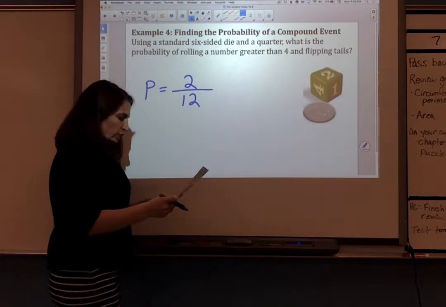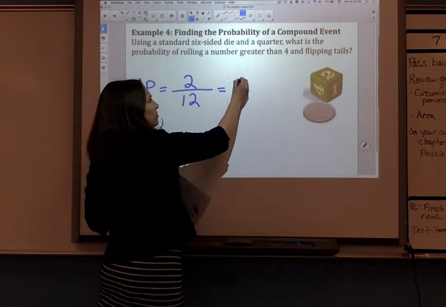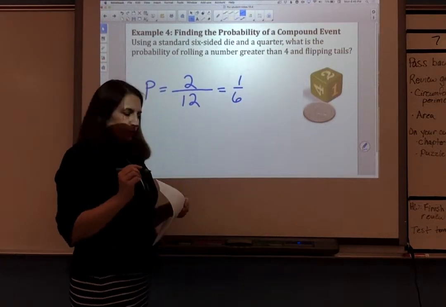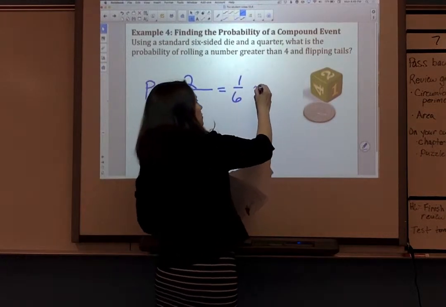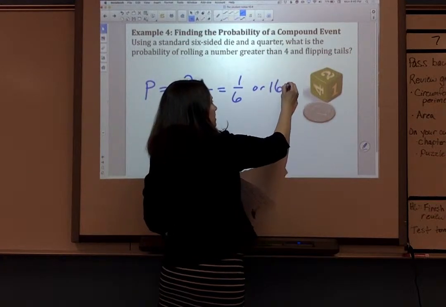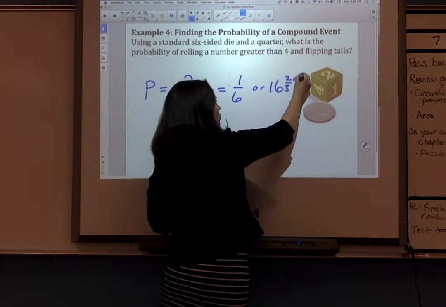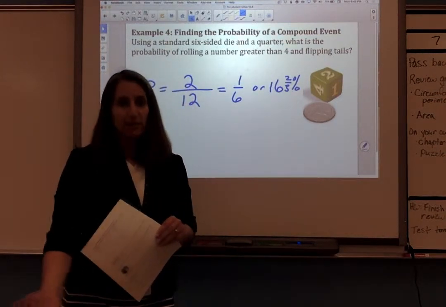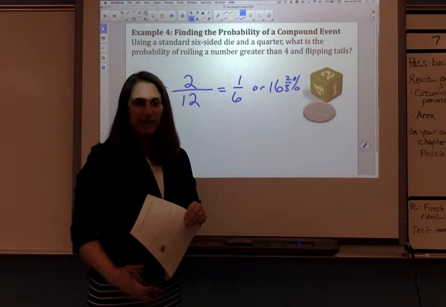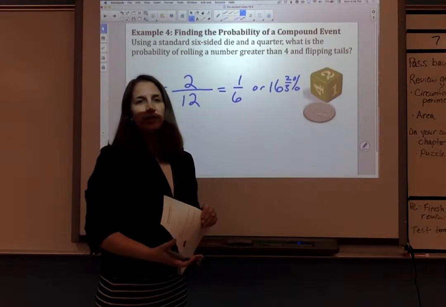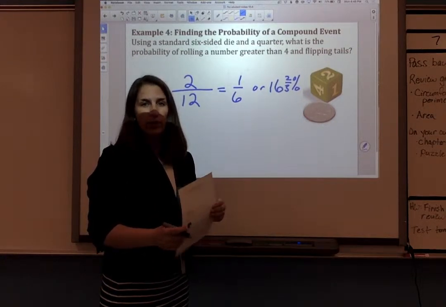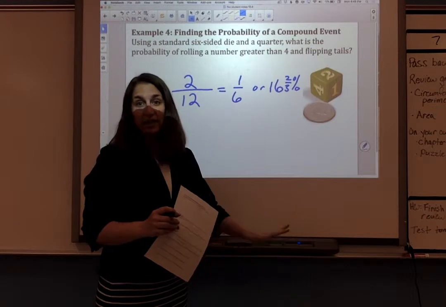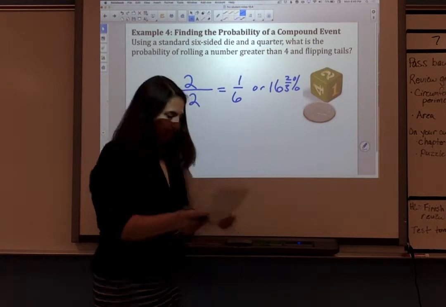So 2 out of 12, we could simplify that to 1/6 as a fraction, or 16 and 2/3%. If we're going to the nearest whole percent, we could say 17%. We could say 16.7 if we were going to the nearest 10th, depending on how we want to round that. But about 16, or exactly 16 and 2/3%.